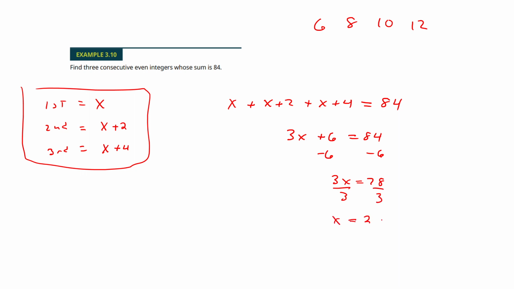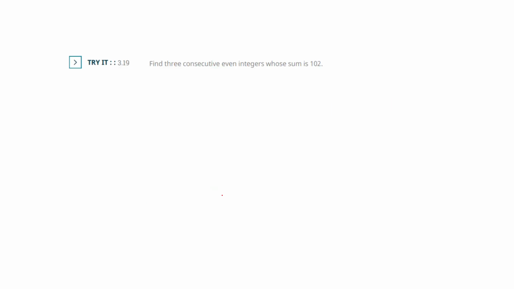Would that be 26, I think? Yeah, 26. Okay, so that's my first one. Dictionary says it's 26 plus 2 to get to the next one, and it's 26 plus 4 to get to the one after that. So my numbers are 26, 28, and 30. Okay, let's try another one.